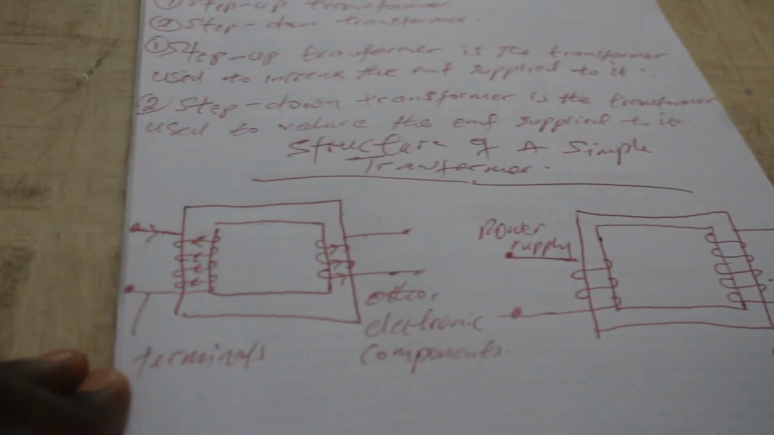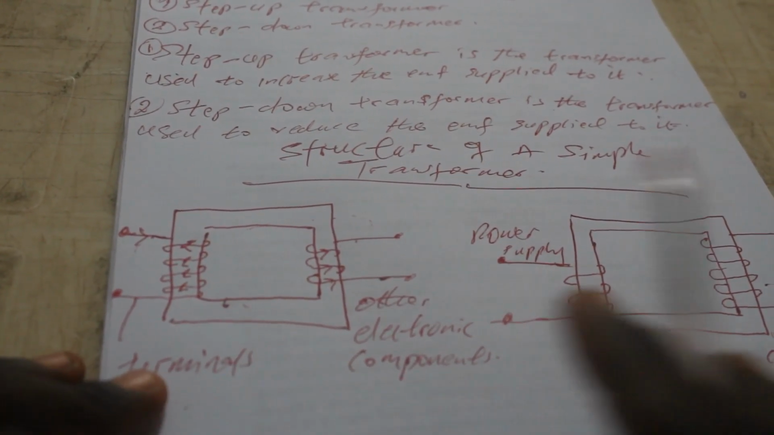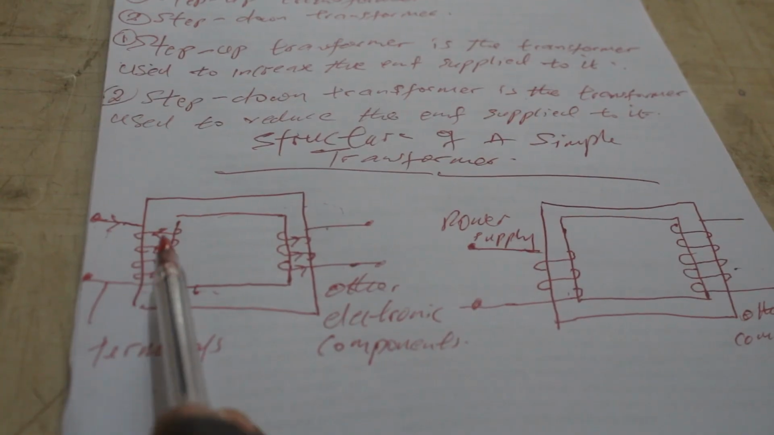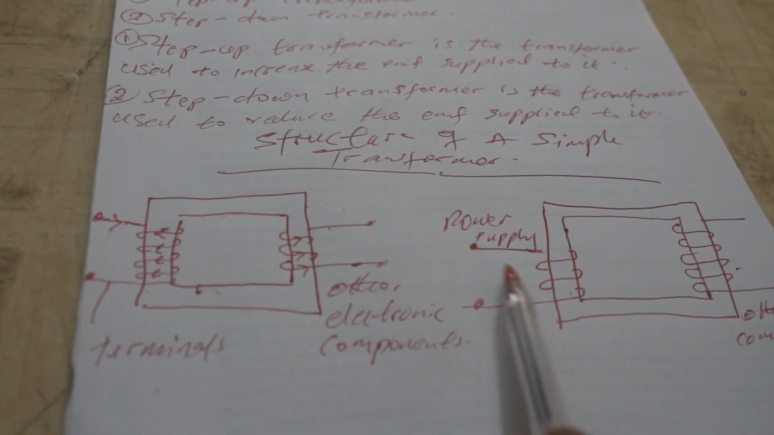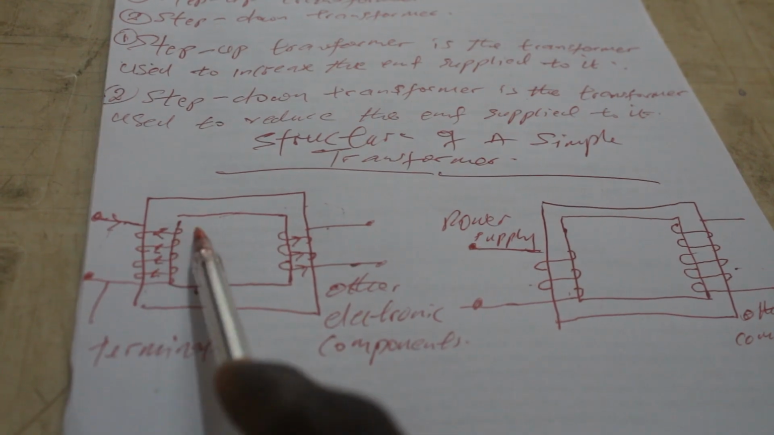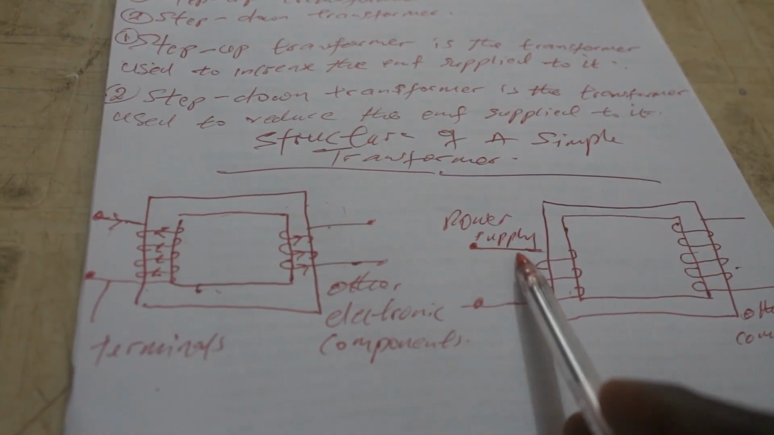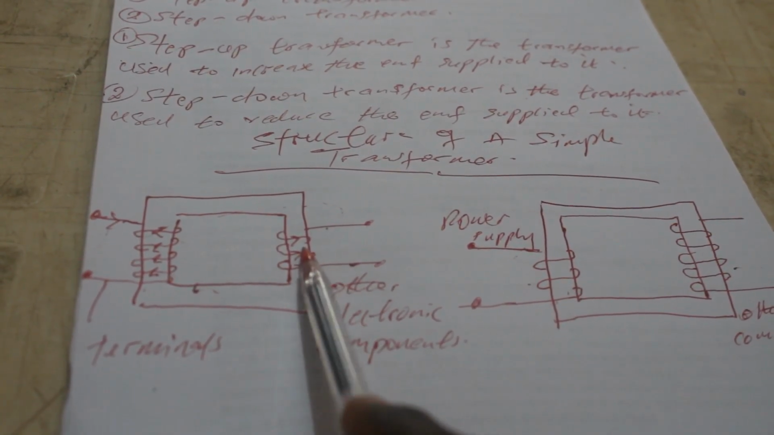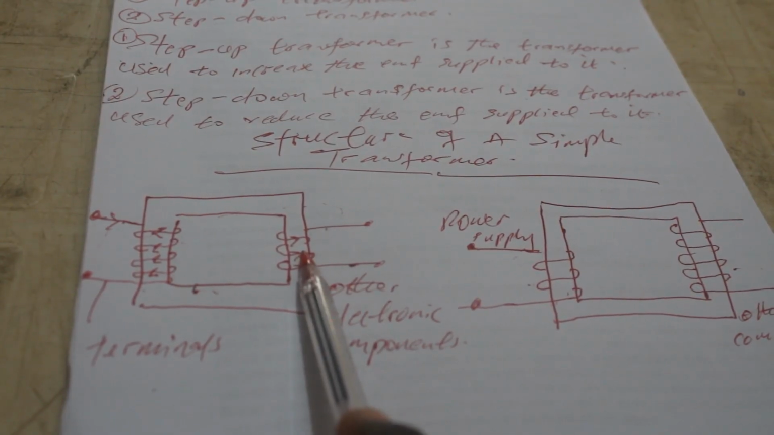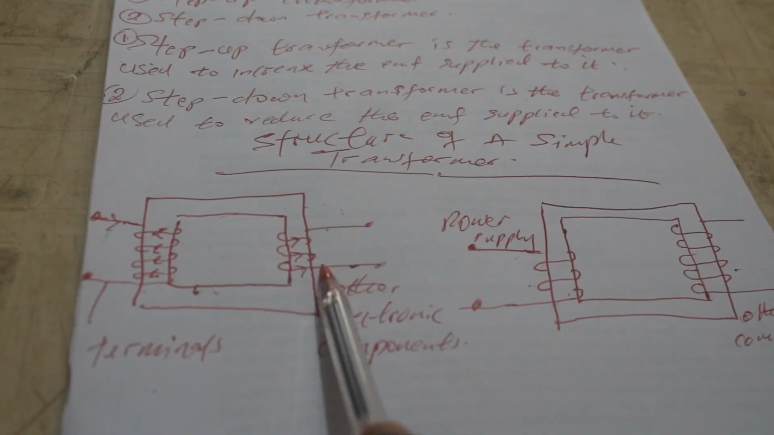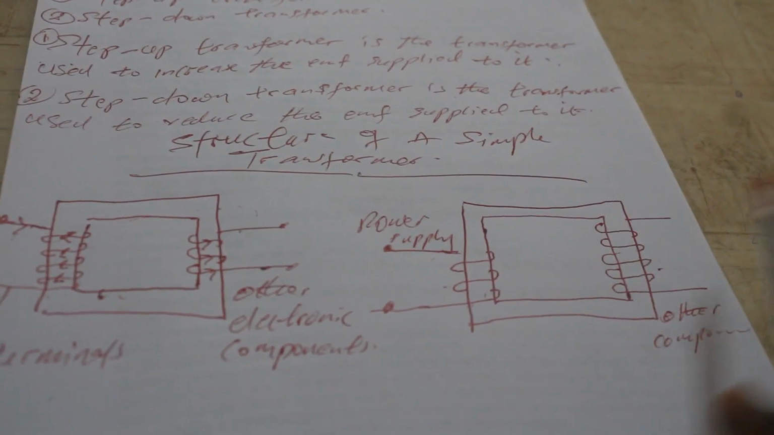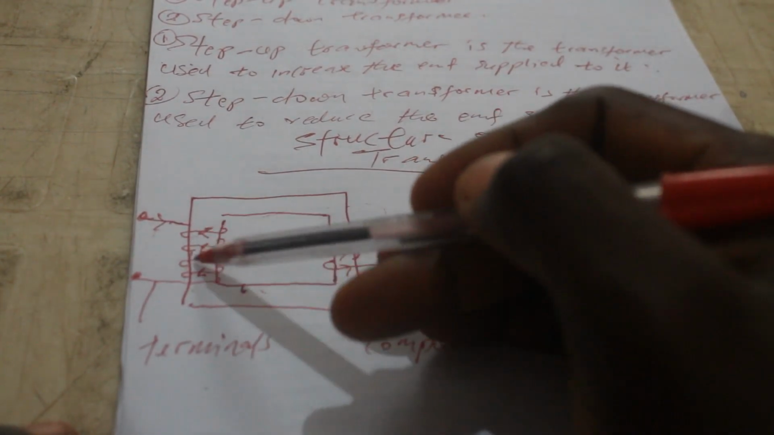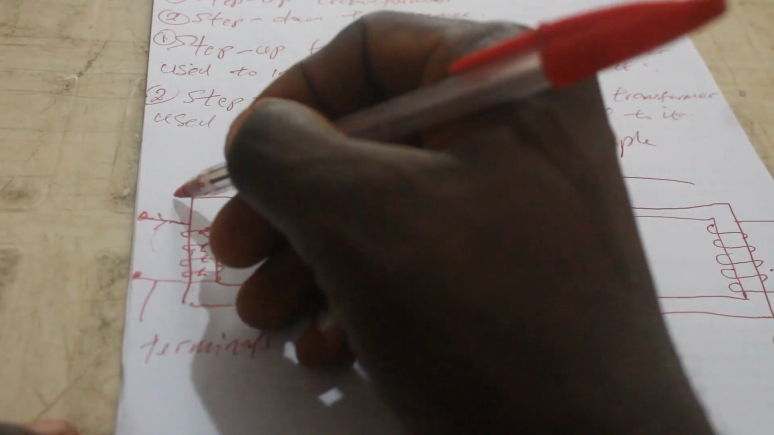Now, if you look at these two transformers here, you notice a difference. In this arm that's connected to the power, and here also connected to the power, we have more turns in the coil. Here we have more turns, while we have fewer turns here. On the side that connects to other electronic components, we have fewer turns, and here we have more turns. So now, this arm is called the primary coil.